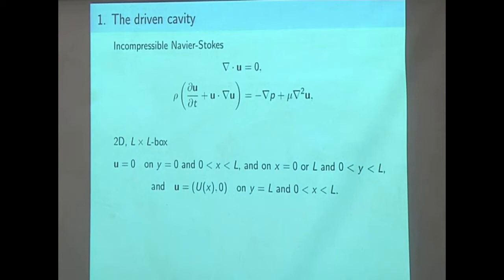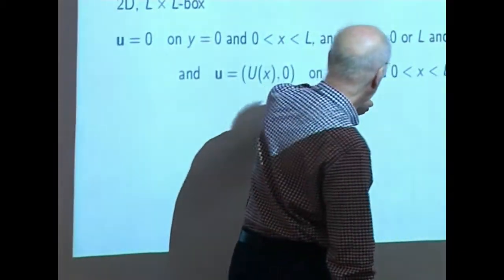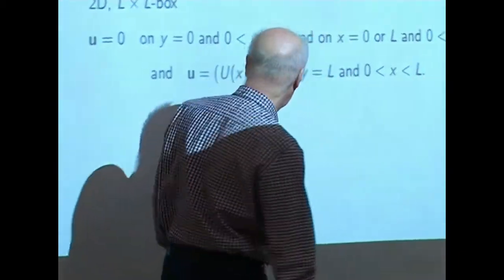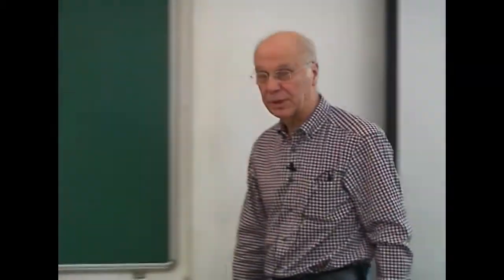And the boundary conditions are on the bottom, no slip. On the side walls, no slip. So there's nothing happening on the sides and the bottom. And the flow only exists because you drive the top plate at a velocity. So the top plate, which is y equals L, from x goes from 0 to L, will be driven at some velocity, and we have to discuss what that will be.